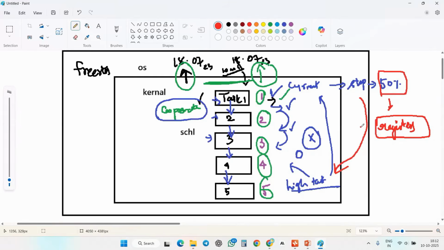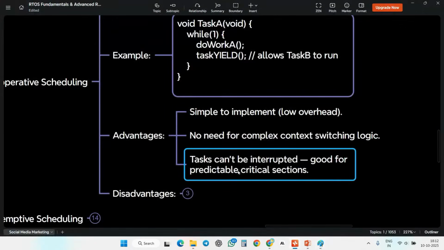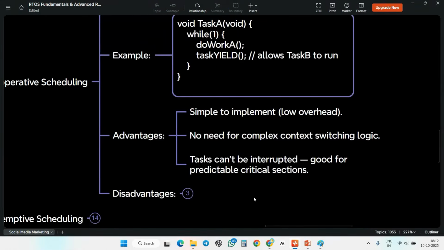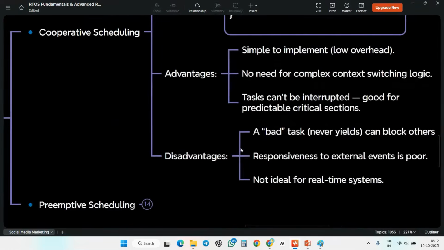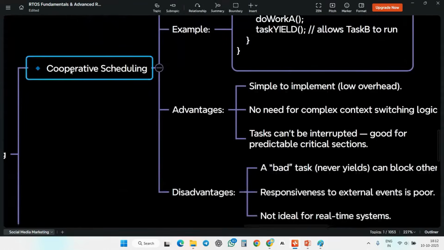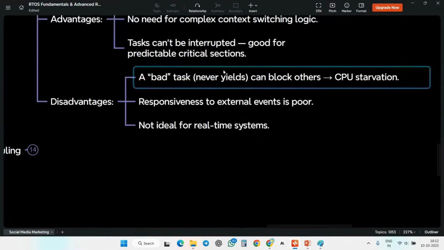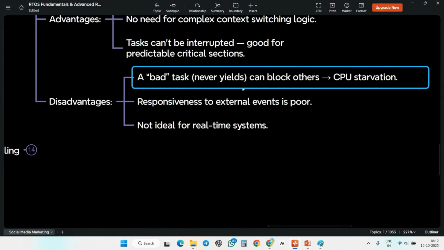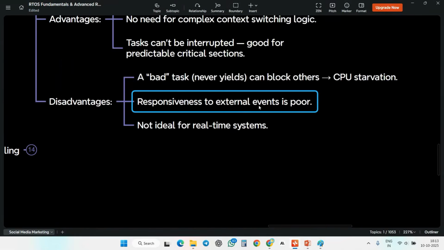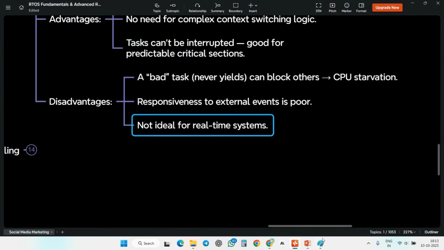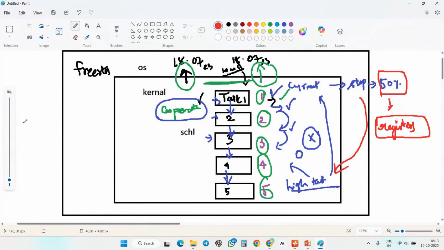But this is not going to happen here, because it is a periodic task, one after another. Okay, and a task cannot be interrupted. Yes, it can't be interrupted. So it is good for predictable critical sections. And the disadvantages: if you use this cooperative scheduling, the disadvantages you will feel are that a bad task that never yields can block other tasks, causing CPU starvation, and responsiveness to external events is poor, so it is not ideal for real time.